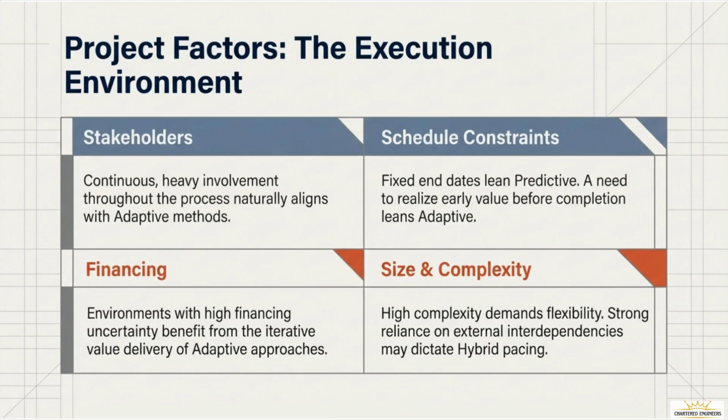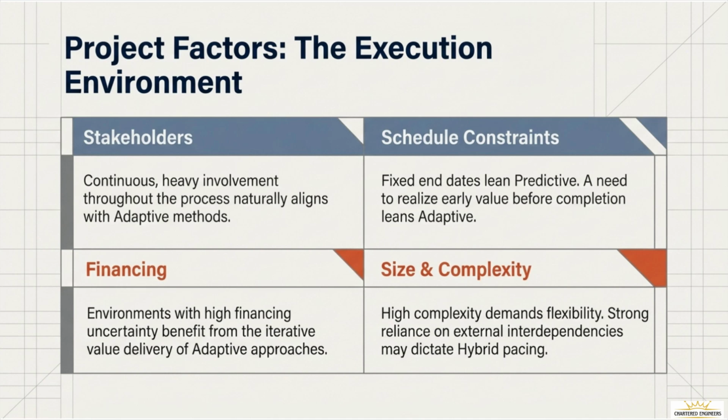Next, consider schedule constraints. If you have a hard, fixed end date, like a project tied to a specific holiday or legal deadline, you often lean predictive to ensure the critical path is managed. But if there is a desperate need to realize some business value before the project is 100% complete, adaptive allows you to deliver early wins. Financing is also a major factor. In environments with high financing uncertainty, where the next round of funding depends on showing results, the iterative value delivery of adaptive approaches is a lifesaver.